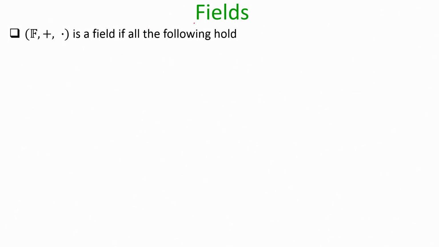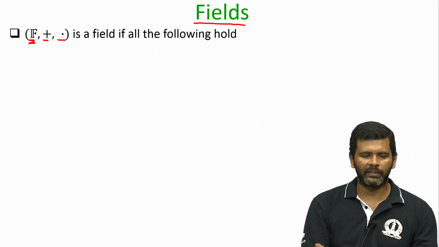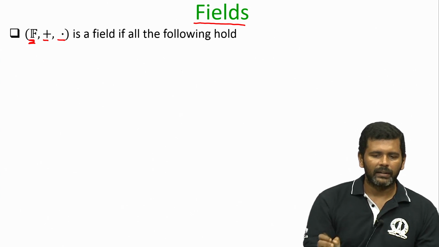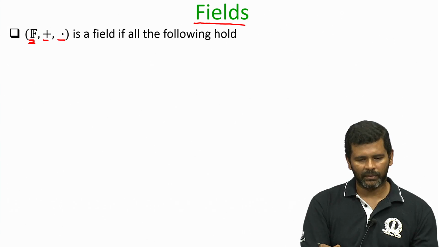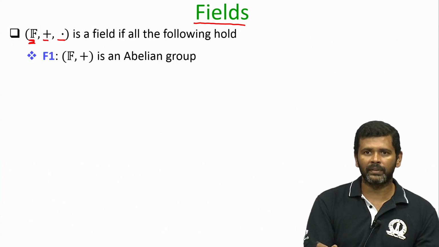So, now we are going to extend our definition of ring to another interesting algebraic structure which we call a field. A field is an algebraic structure, a set of values with two abstract operations, plus and dot, defined over the elements of this set F. We will say that this collection F along with the operations plus and dot is a field if the field axioms are satisfied.